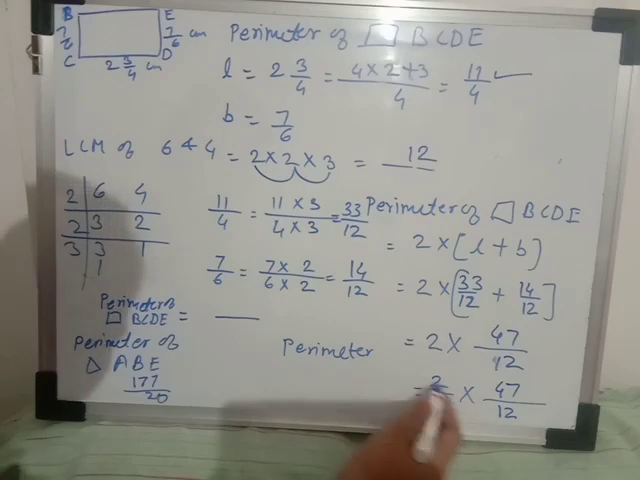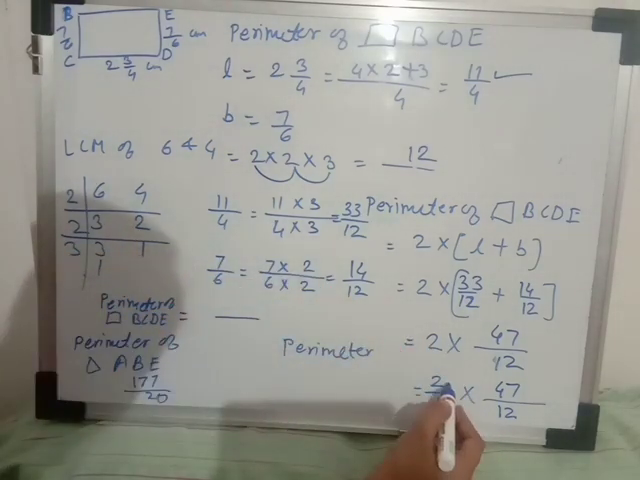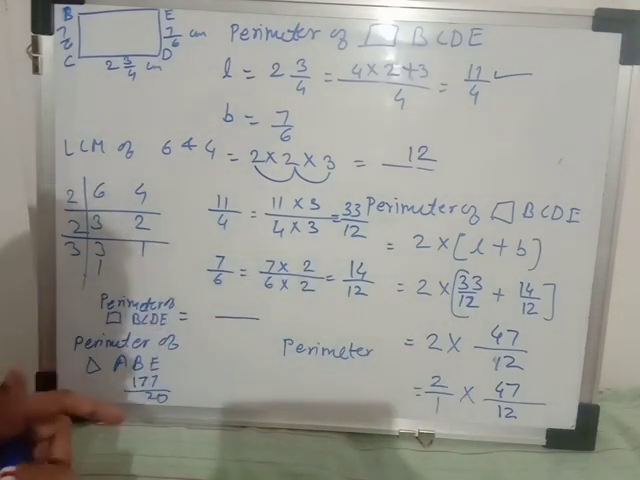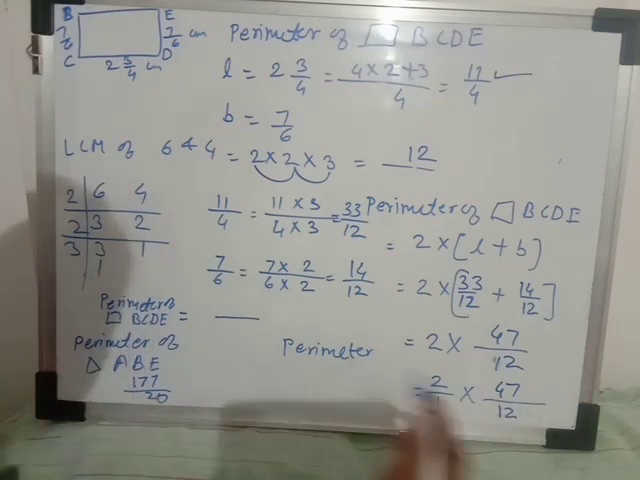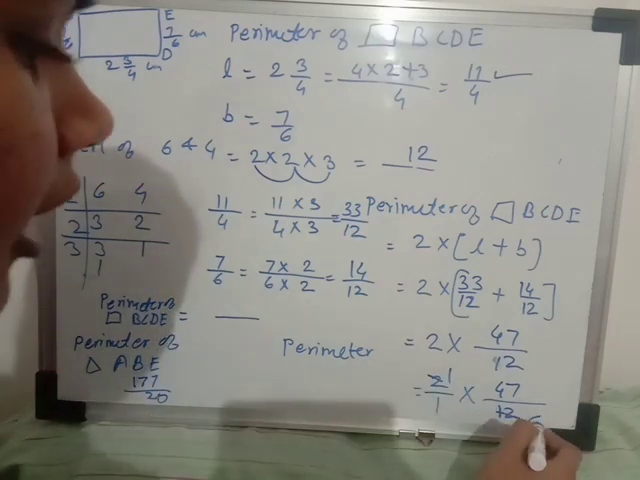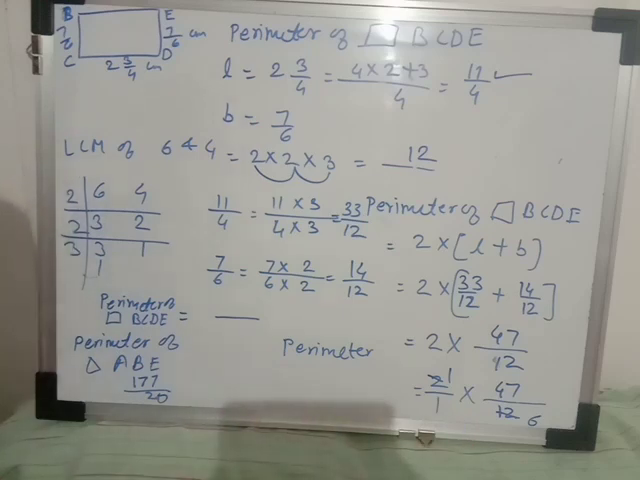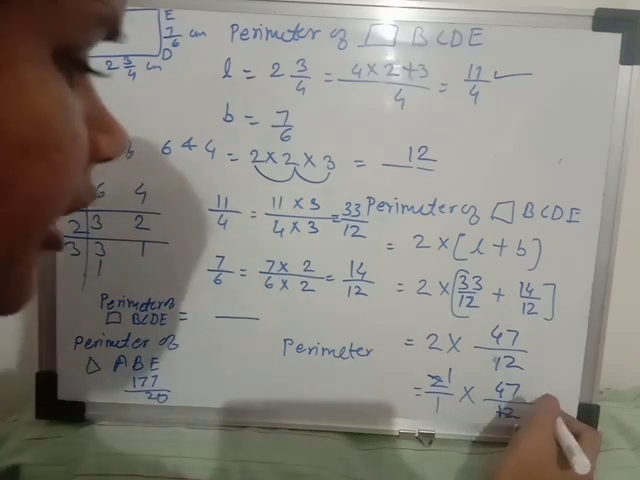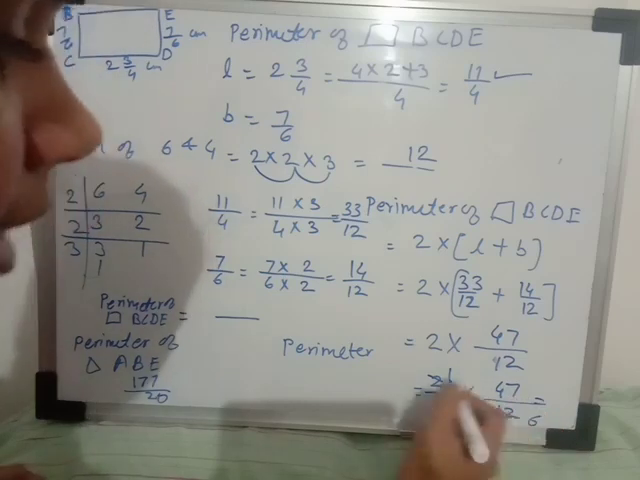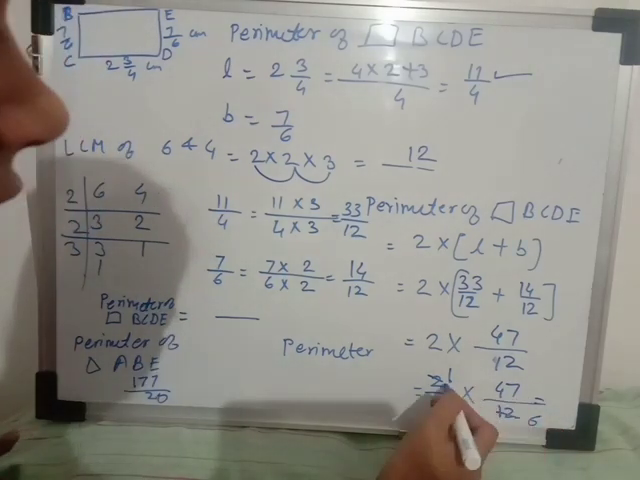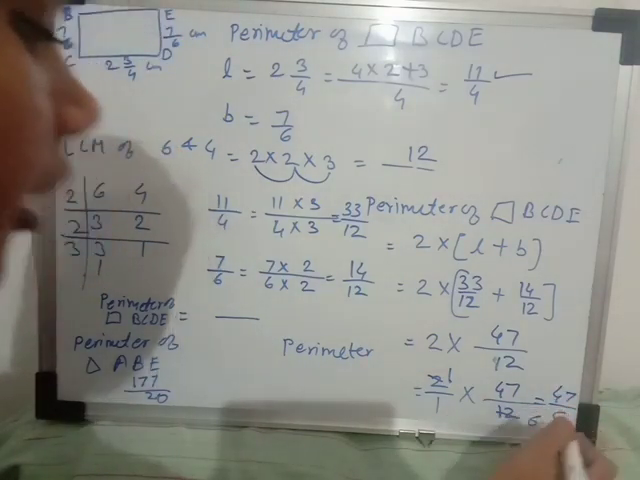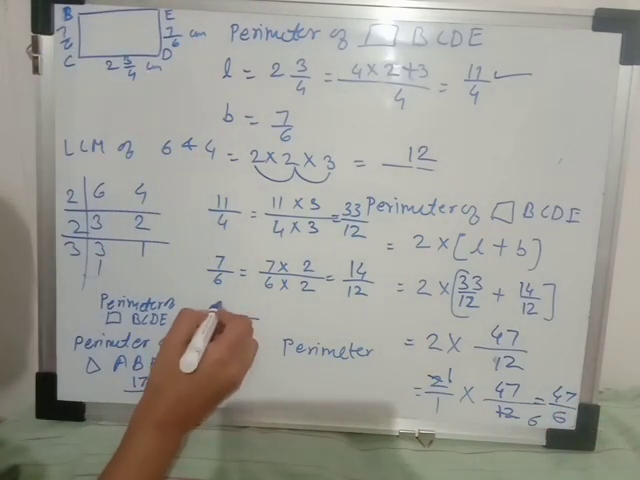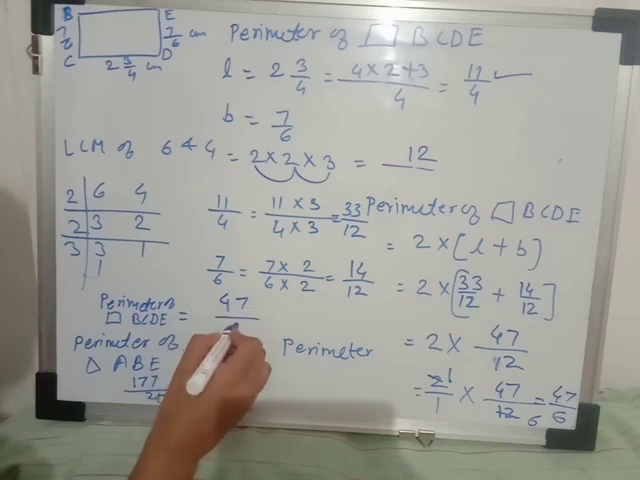Okay, so here when you see a cross, what can we do? We can divide in the cross, or if it is up and down we can divide, but not straight across. So 2 1s are 2 and 2 6s are 12. Okay, so here we got the number 47. 47 1s are 47, 6 1s are 6. So here we got the perimeter of rectangle BCDE, that is 47 upon 6.